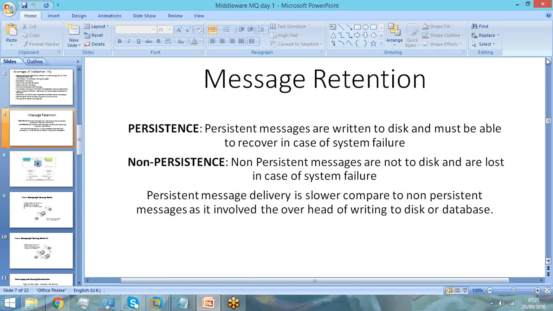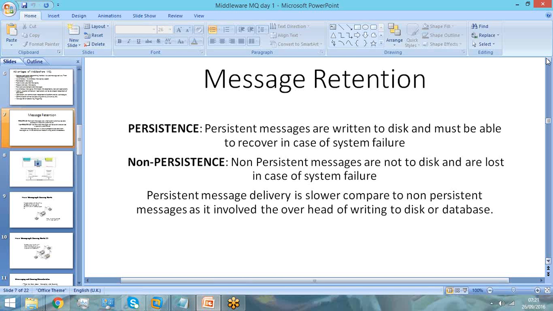What if the software crashes and comes up later? At some point of time it comes up. What about the messages? As per assured delivery, all the messages that reach this software should be there when it comes up. So how do we do that kind of an activity? That is done using message retention types. There are two types basically: non-persistent and persistent. Very, very important topic.